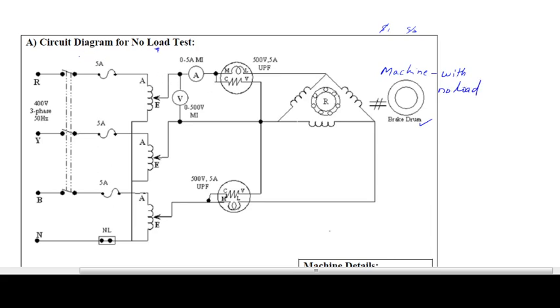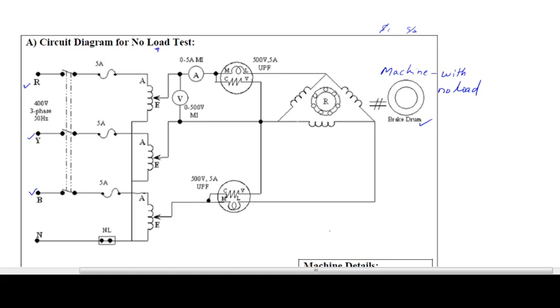Okay, so this is the actual circuit diagram. We have three phases, R, Y and B, and a neutral is provided here, and it is connected to a switch. What's the name of that switch? Can anybody say? It's a TPST switch.